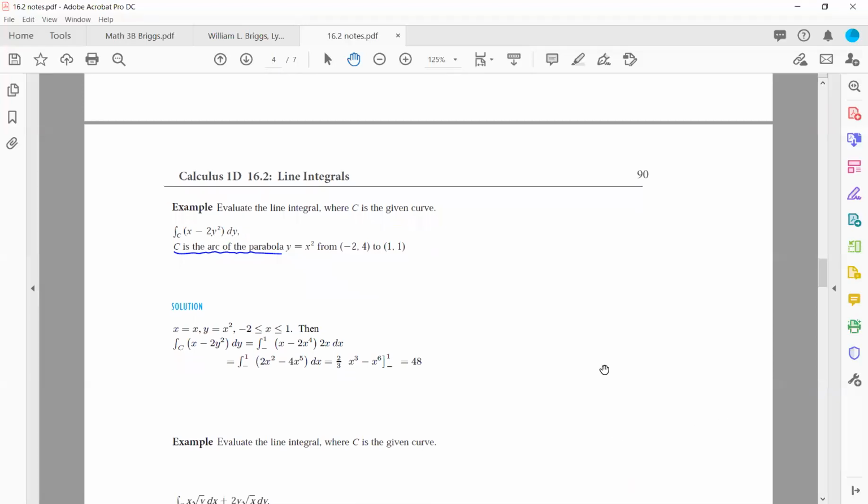We can use the usual parametrization. We can say that, hey, my x is x, my y is equal to x squared. So wherever I see y, I can write x squared. I have the integral from -2 to 1 of x minus 2y squared, which is x minus 2 times x squared to the second power, x to the fourth. And now your ds, which is dy, is equal to 2x dx.